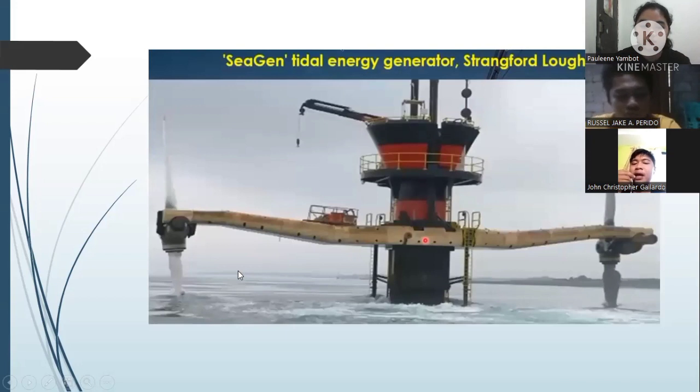This is the first tidal stream generator. Makikita po natin sa picture na to na may dalawang parang pakpak po siya. Ba't po may ganun po? Ba't may tali doon sa dalawang pakpak na yan?